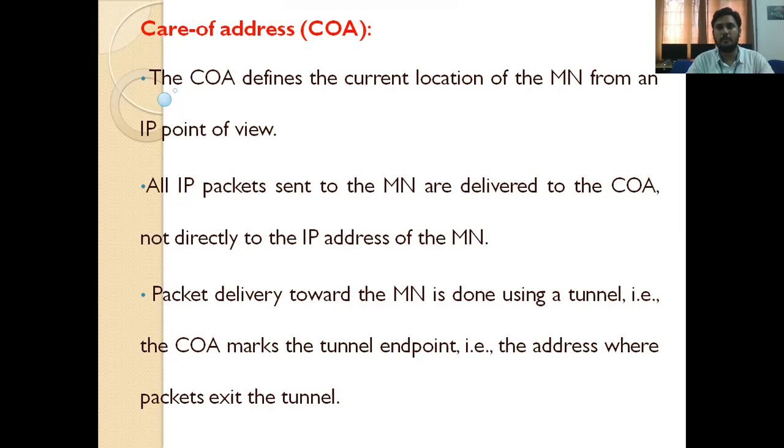Permanent address means where we were born and where our fathers and forefathers are living. That is our permanent address. Coming to the care of address, for job purpose or education purpose, we live in some other location. That address is called the care of address. Likewise, here also in mobile communication, for data packet transmission to a mobile node, a care of address is needed. That is COA. The COA defines the current location of the mobile node from an IP point of view.